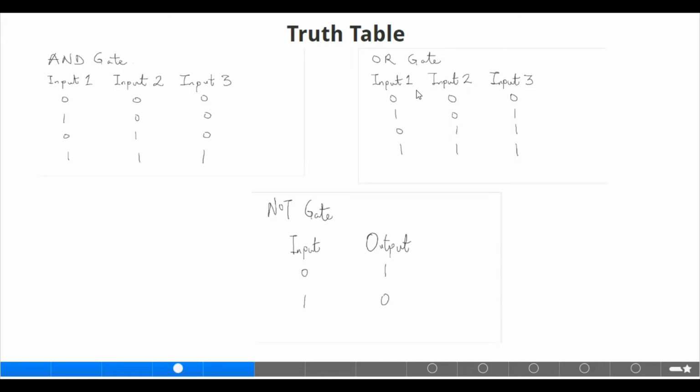Now look at OR gate. If both inputs are off, the result will be off. If one of the inputs is on, just like we have 1, 0 or 0, 1, the output, which is input 3, will be on. Then, if you have both inputs on, 1, 1, the output will be on. That's 1. For NOT gate, if the input is 0, the output will be 1. And if the input is 1, the output will be 0.